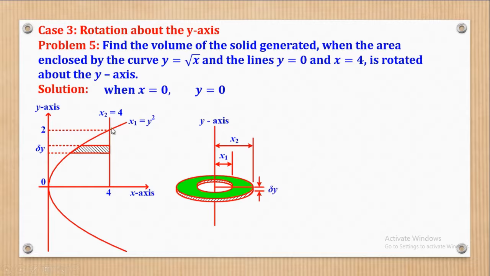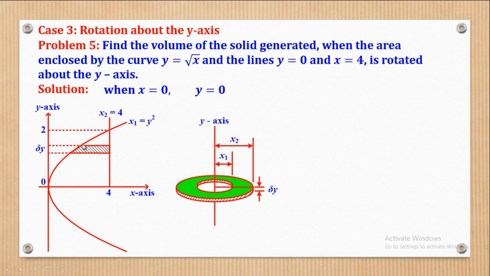Now this will be our sketch, and this is the curve y equals root x, and this is the line y equals 0, and this is the line x equals 4. Now the laminar enclosed will be from here to here, from here to here, and from here to here. But remember, rotation will be about the y-axis.